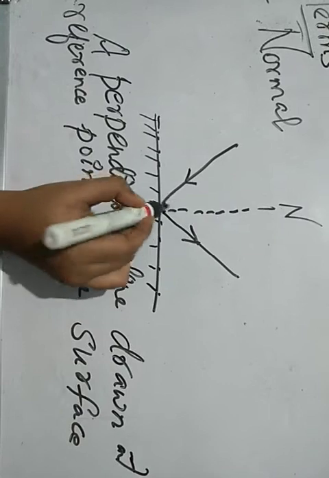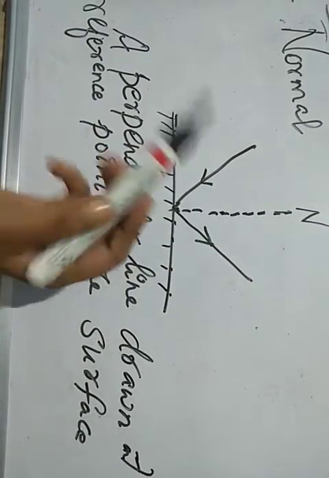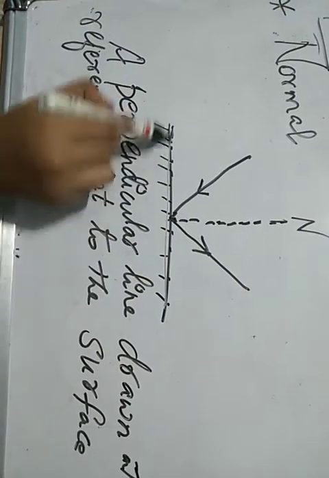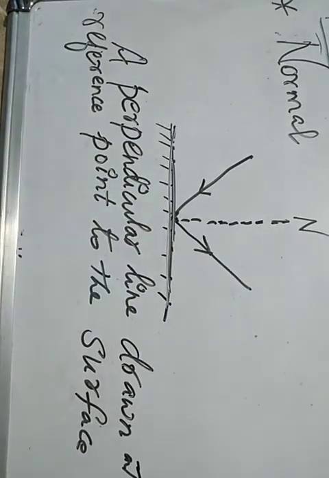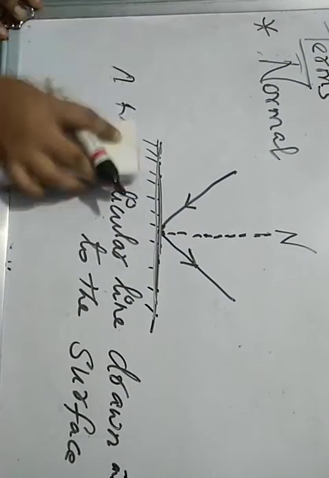This line is the normal. It is a perpendicular line to the surface, to the reflecting surface. That is the normal. Now, angle of incidence and angle of reflection.